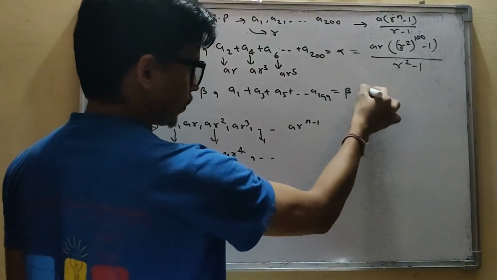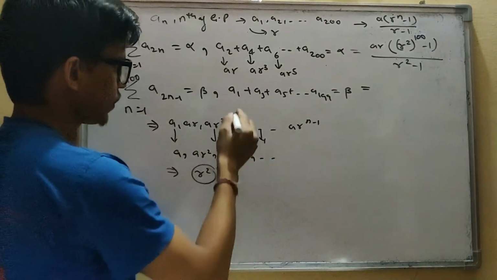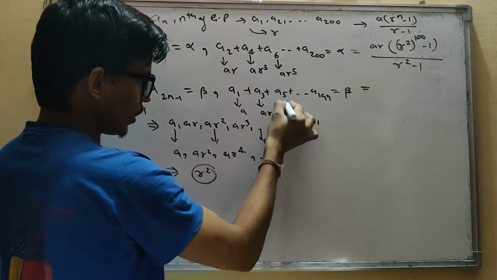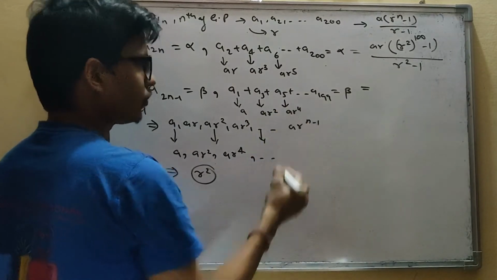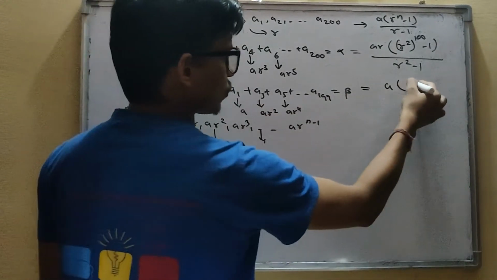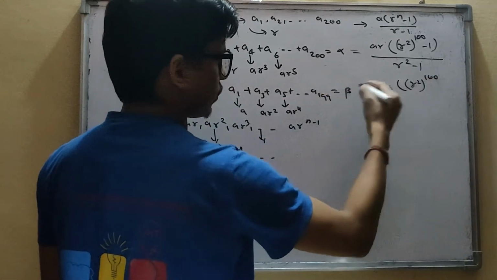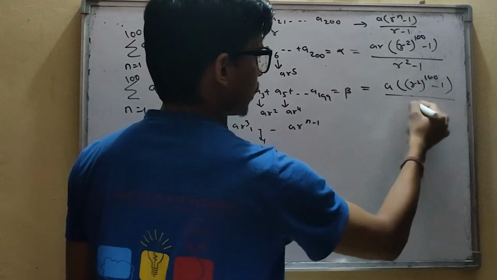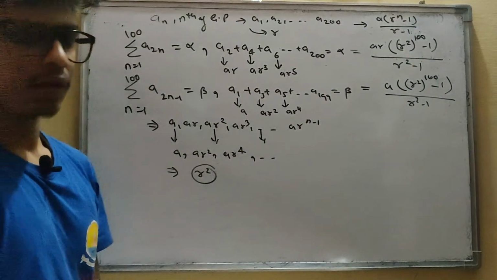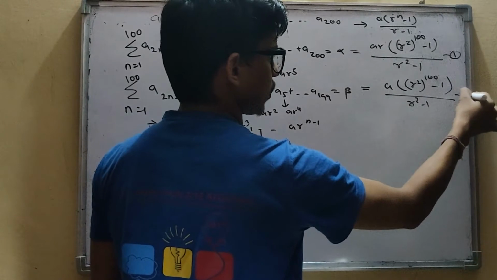Similarly for beta, the first term is a, the third term is ar square, the fifth term is ar to the power 4. So this is a, the common ratio is r square, so r square to the power 100, because there are 100 terms, minus 1, upon again r square minus 1. This is how you can do it, right? Now just divide these two. This is first, this is second.